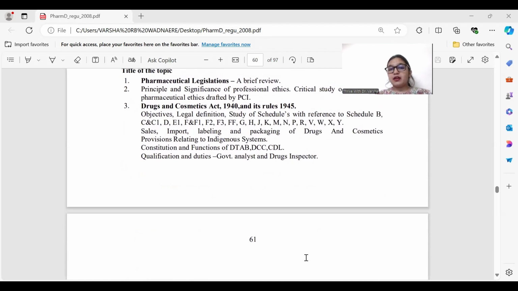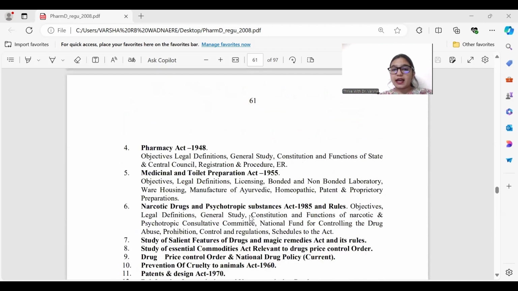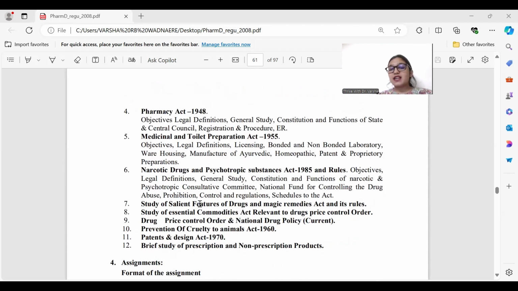Now the topics: pharmaceutical legislation, Drugs and Cosmetics Act, Pharmacy Act, Medicinal and Toilet Preparations Act, Narcotic Drugs and Psychotropic Substances Act, study of salient features of the Drugs and Magic Remedies Act and its rules, study of the Essential Commodities Act relevant to the Drug Price Control Order, Drug Price Control Order, National Drug Policy, Prevention of Cruelty to Animals Act, Patents and Designs Act, and a brief study of prescription and non-prescription products.